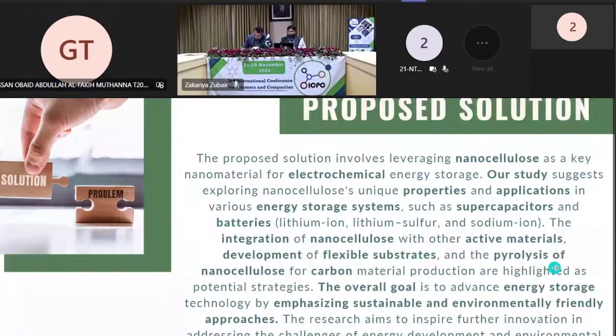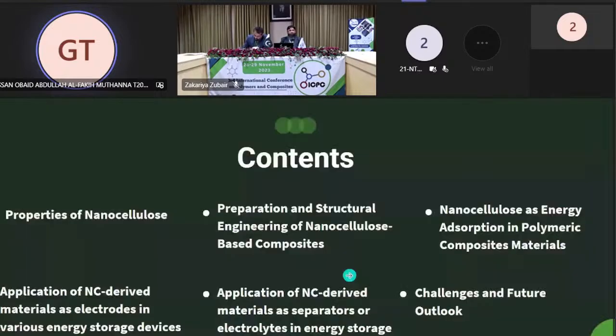So, to address this problem statement, we have come up with this review paper. I've summarized everything about our proposed solution in the main content of the paper, which starts with the properties of nanocellulose, the preparation and structural engineering of nanocellulose-based composites, nanocellulose as energy absorption in polymeric composite materials, applications of nanocellulose-derived materials as electrolytes in various energy storage devices. Also, the applications of nanocellulose-derived materials as separators or electrolytes in energy storage devices. Lastly, the challenges and future outlooks facing nanocellulose as an energy storage replacement to conventional materials.